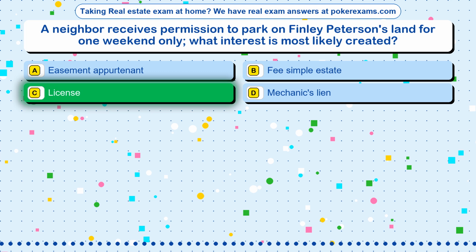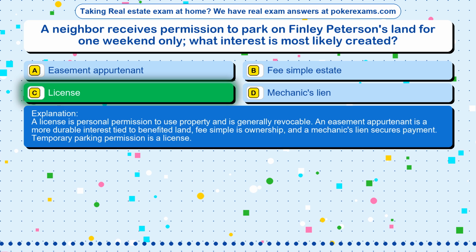The correct answer is option C, license. A license is personal permission to use property and is generally revocable. An easement appurtenant is a more durable interest tied to benefited land, fee simple is ownership, and a mechanic's lien secures payment. Temporary parking permission is a license.